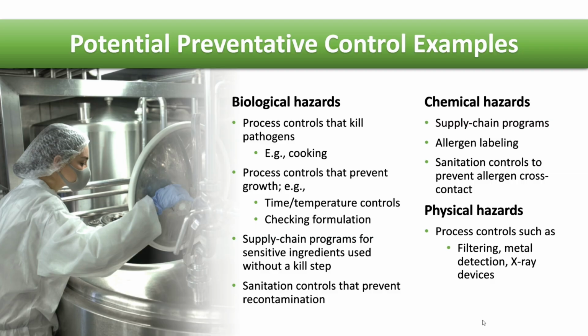As for chemical hazards, we need to utilize our verified supply chain programs, allergen labeling, and sanitation controls to prevent allergen cross-contact. For physical hazards, we will also use supply chain programs and process controls such as X-ray devices or metal detectors.